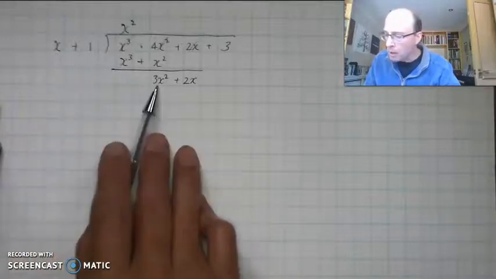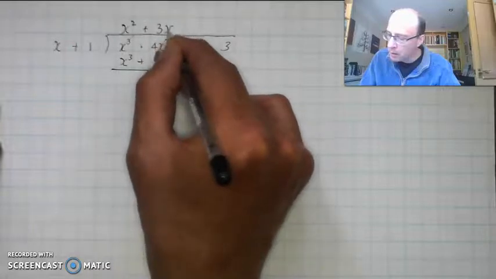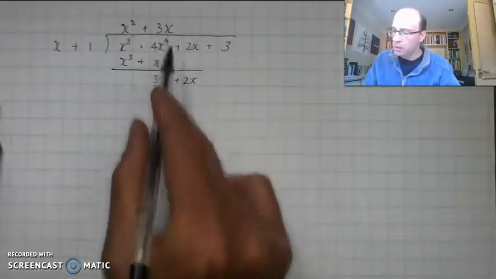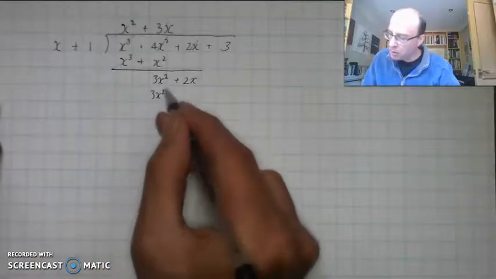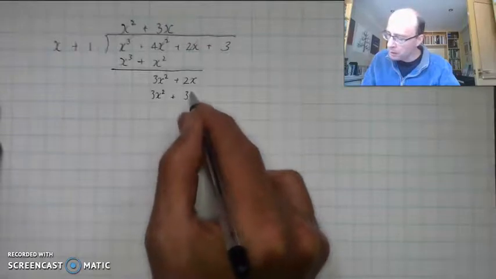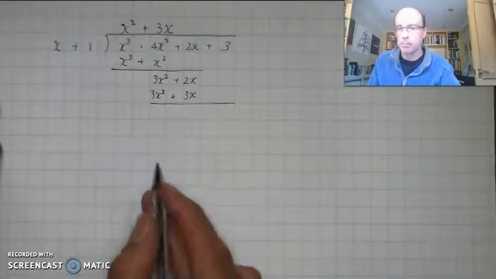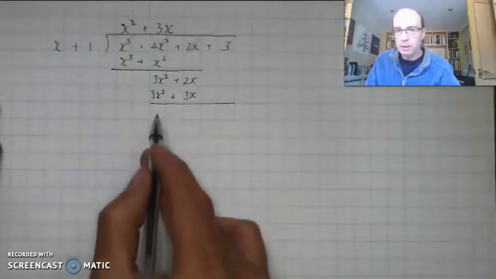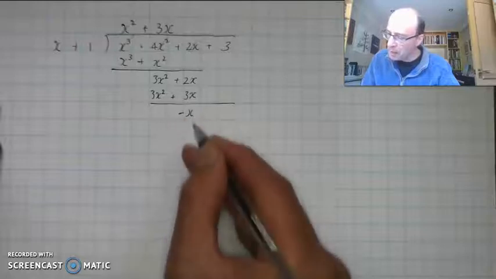Well, how many x's go into 3x squared? Well, that's going to be 3x. So 3x times x gives me 3x squared. 3x times 1 gives me plus 3x. And we're going to do the subtraction. 3x squared take away 3x squared, that's going to cancel. 2x take away 3x is going to give me minus x.